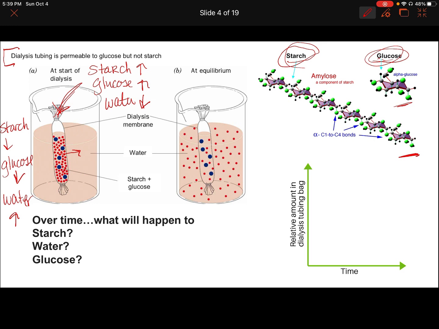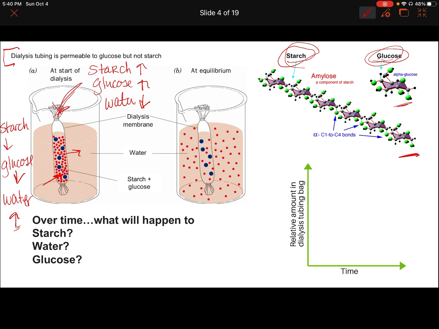Now, water, what is water going to do? Water is going to go from where it's in higher concentration, which is outside, to inside. So water is going to go into the dialysis tubing. So over time, water is going to go inside, and the glucose is going to go outside so that those reach an equilibrium. Okay, and starch is not going to move.